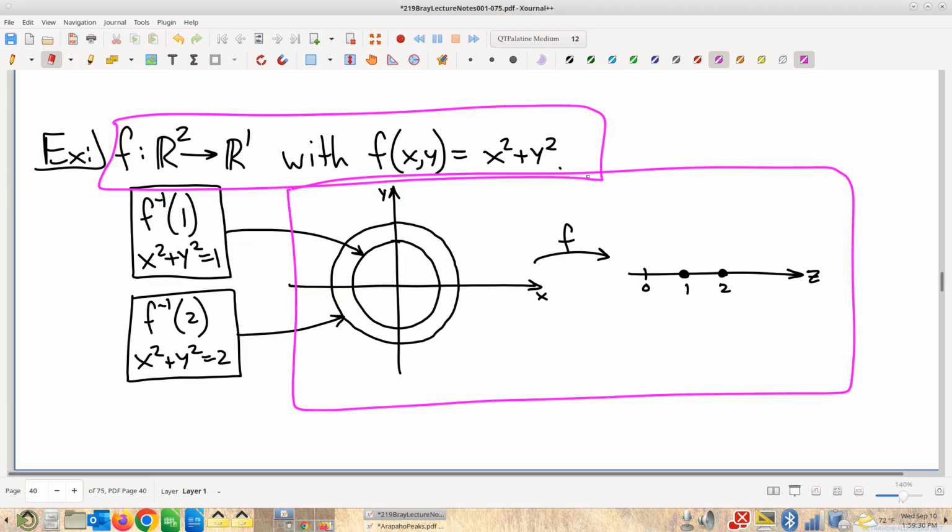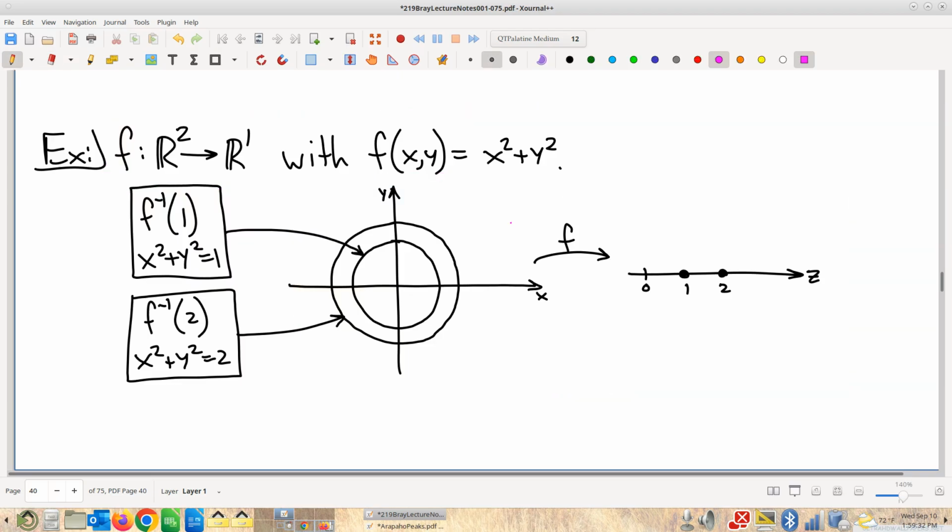And the way we form a level set is we start by picking a point on the right. We pick an output value, and then we ask, what are the corresponding input points that the function would take to that selected output point? All right, so let's actually do it.